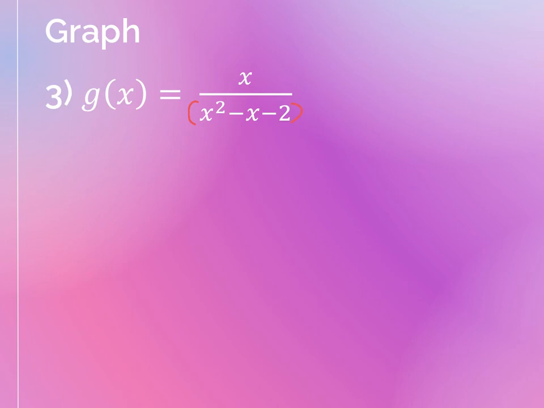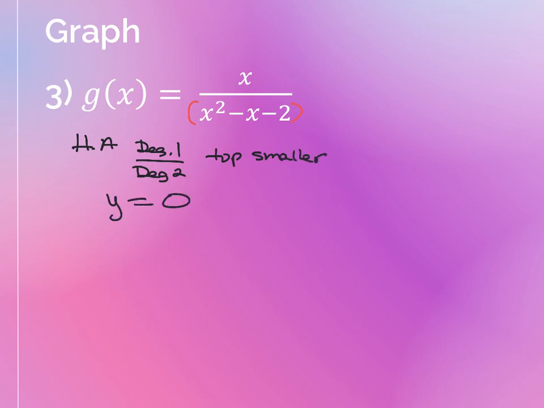So the first one I'm going to look for is the horizontal. Again, remember the horizontal looks at the degrees. So the top degree is 1. The bottom degree is 2. When the top is smaller, we automatically know the horizontal asymptote is y equals 0. You memorize this fact. So again, I'm going to graph this in green.